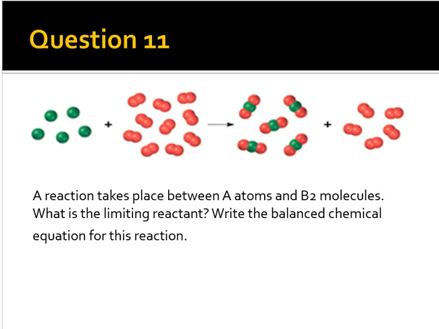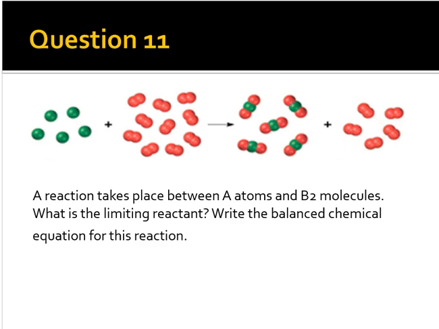Okay, 2 more questions. Question 11. This one's pictorial, so a visual one. A reaction takes place between A atoms and B2 molecules. That's shown here. A atoms are here, B2 molecules are here. What is the limiting reactant? Write the balanced chemical equation for this reaction. Okay, so notice what you have as products. You made something new, AB2, but then you've got B2 molecules left over, right?